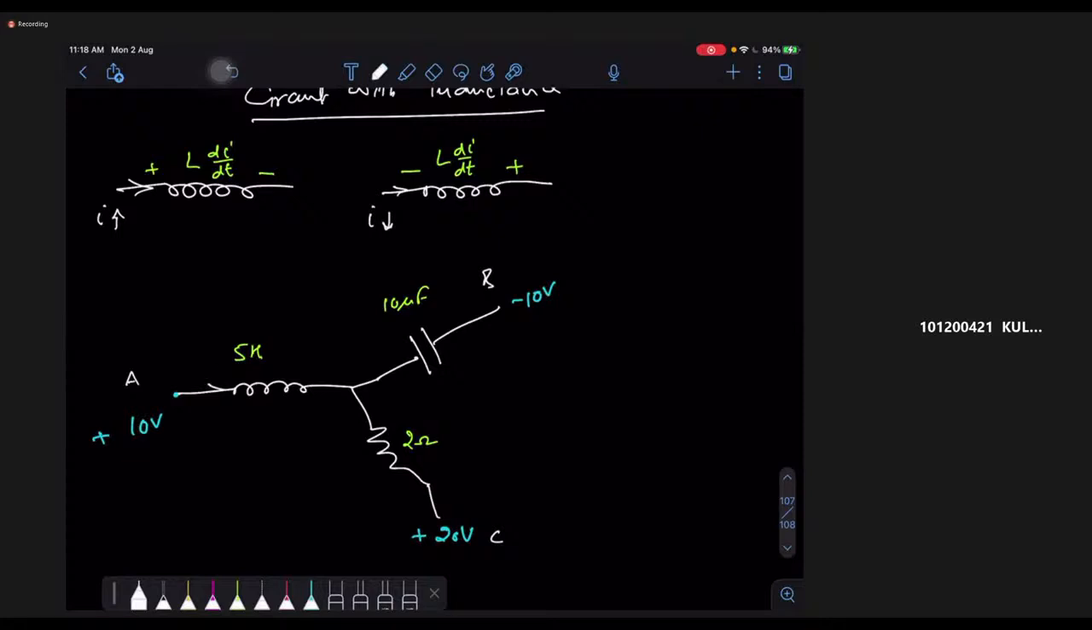So let's say the current coming through the inductor is 1 ampere. Current coming through the inductor is 1 ampere. So the charge on the capacitor, let's say, is going to be 10 e raised to the power minus t by 10.